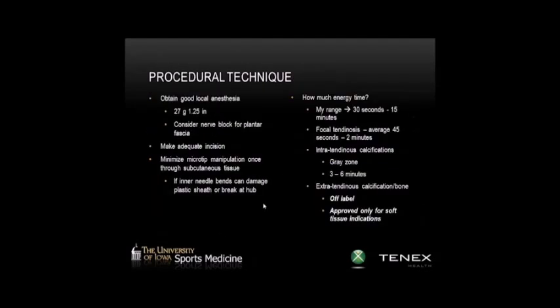In terms of procedural technique, obtaining good local anesthesia is very important. I like to go in with a small needle, so a 27 gauge 1.25 inch. That way I know if I'm coming in at the appropriate angle. The device, those of you who have been doing procedures know, is not very long, and if you don't have the right entry site, you're going to run into trouble. So I like to use a short needle just so I can feel good about being able to reach the region of pathology.